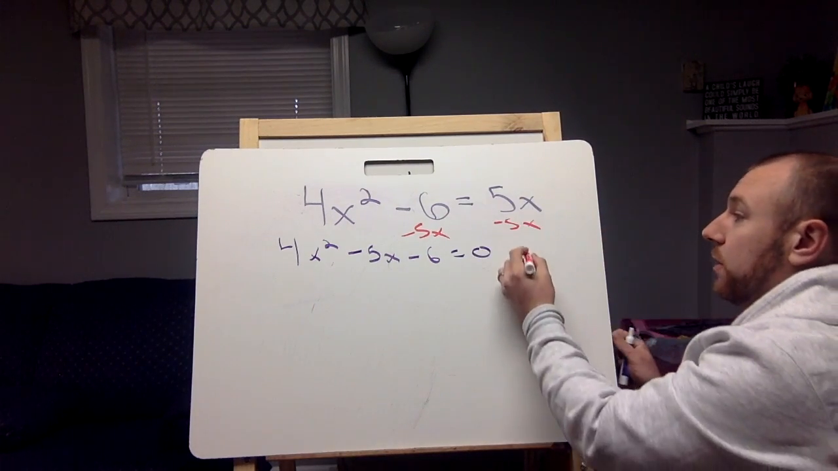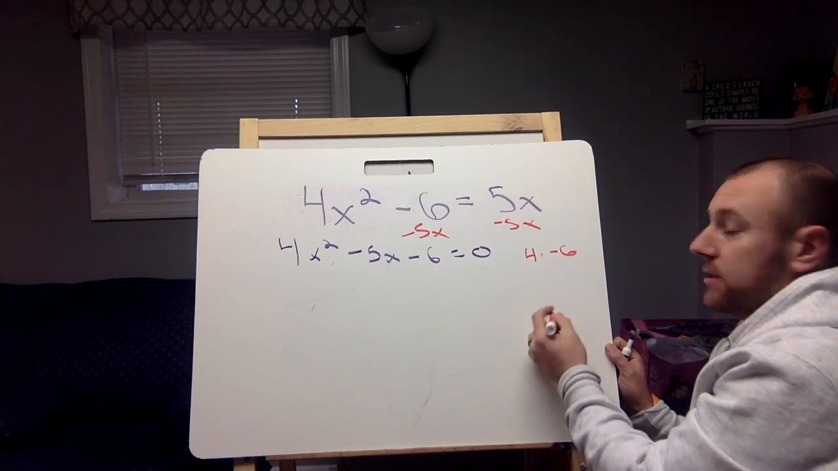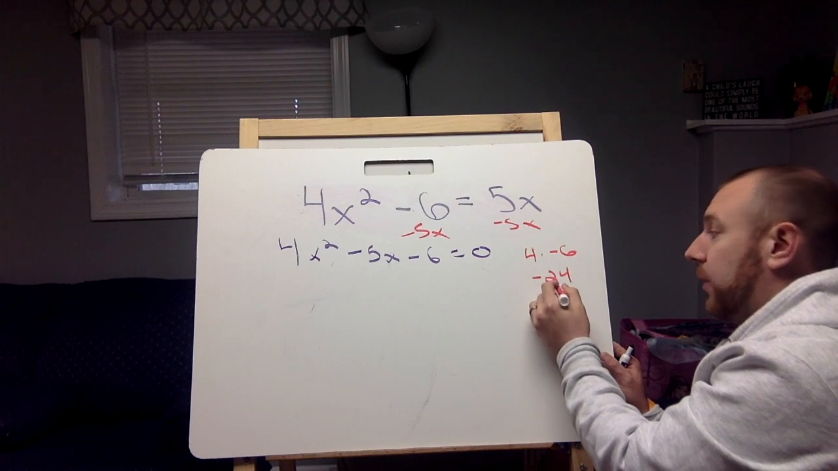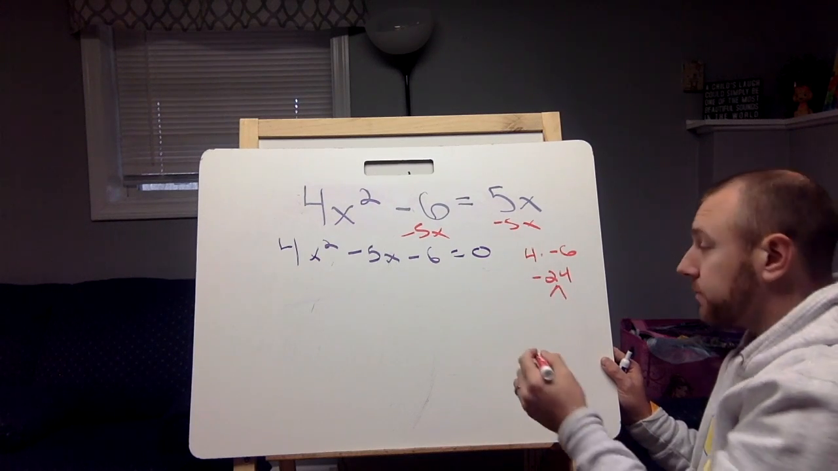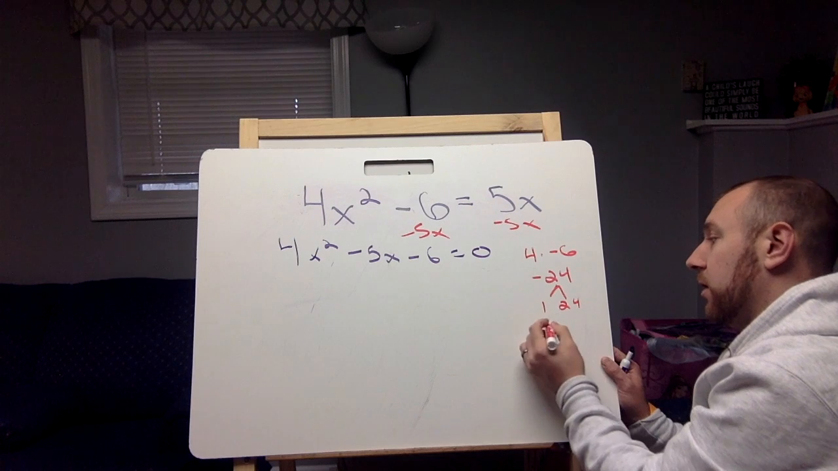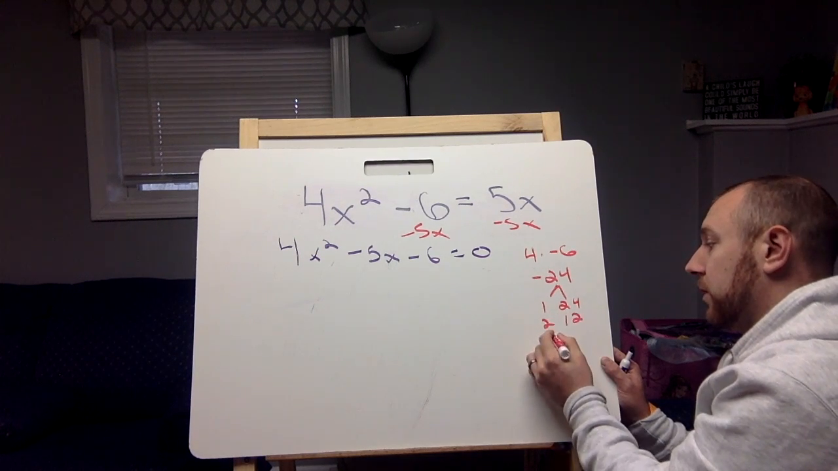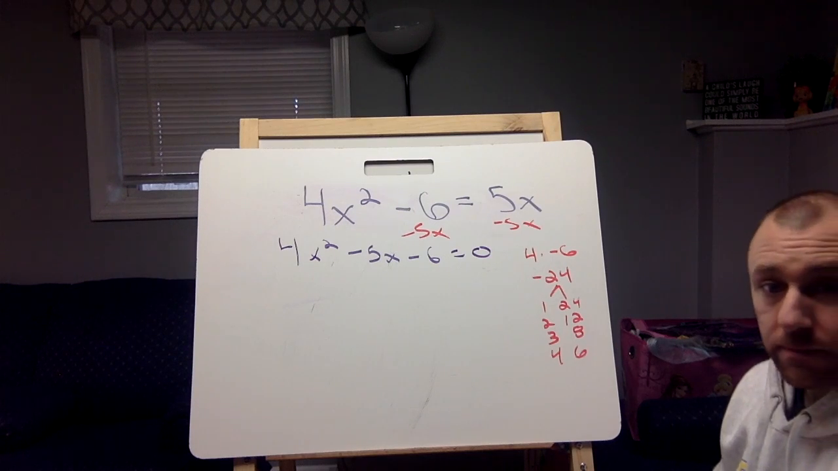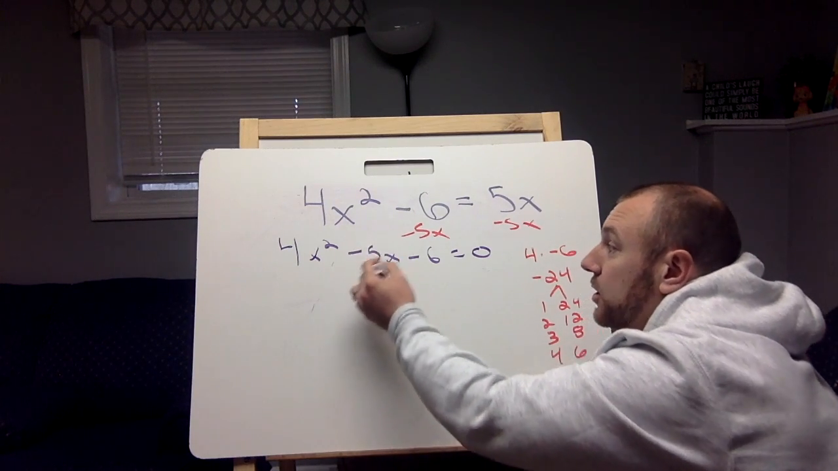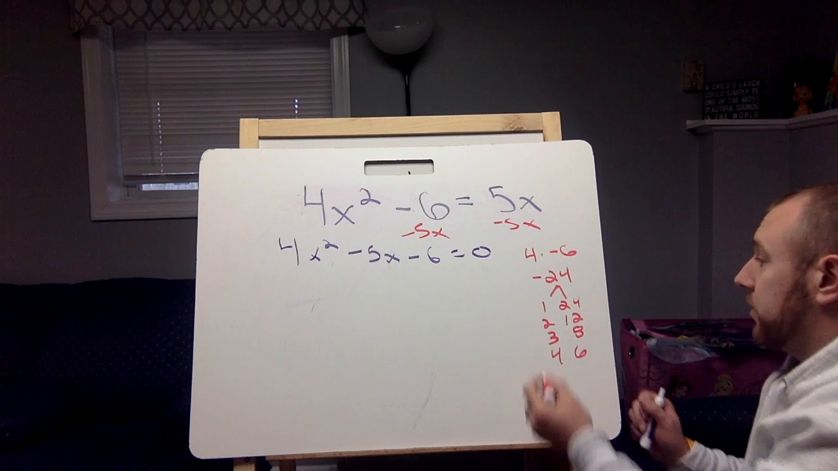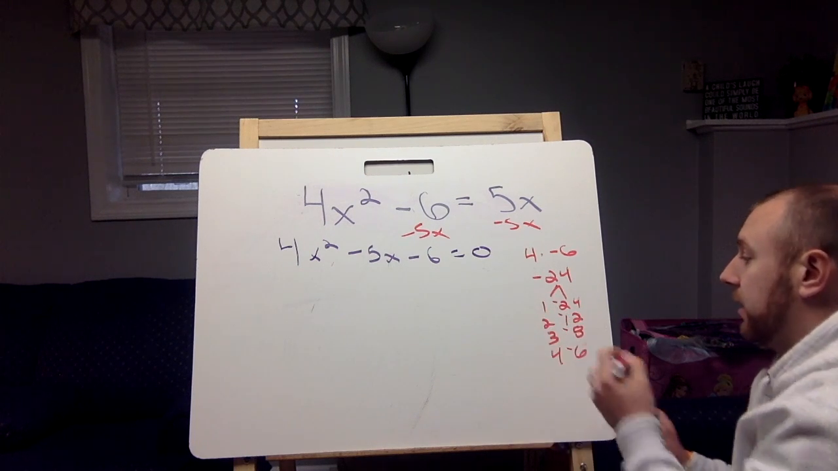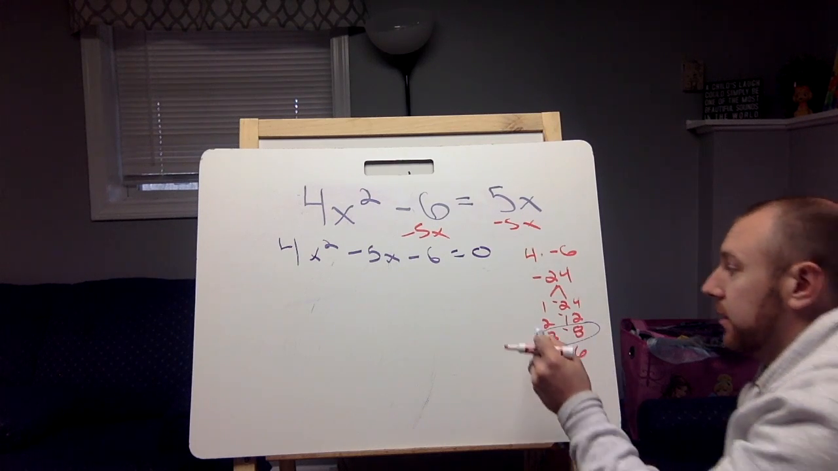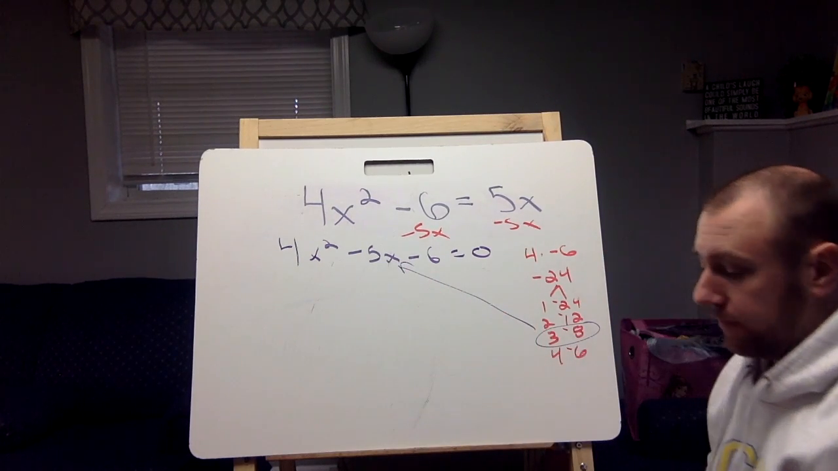First, I'm going to do 4 times negative 6. I get negative 24. Now I break down the 24: 1 and 24, 2 and 12, 3 and 8, 4 and 6. I see that this b term is negative, so I'm going to make the bigger ones negative. And I notice that when I add these two numbers together, I get negative 5.